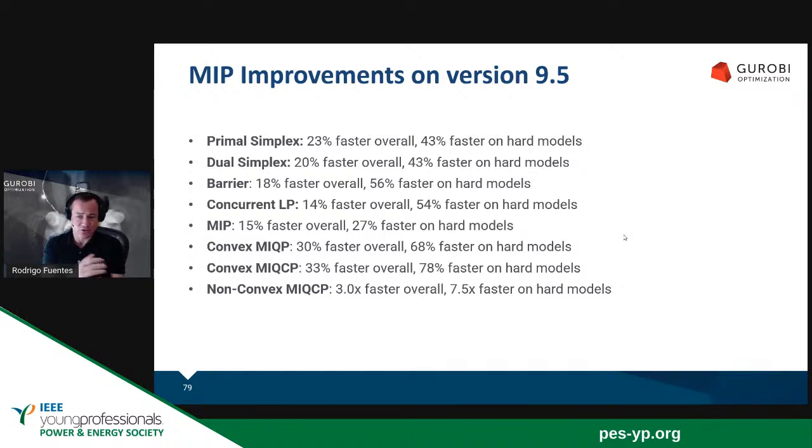So from the last version to this one, we have improved the performance of the solver for primal simplex, dual simplex, for barrier, for concurrent LP, which is when we use both barrier and dual, and both barrier, dual, and primal simplex to solve an LP problem. We have improved the speed of mixed integer programming problems. Also, the solution time for convex and non-convex mixed integer quadratic constraint programming problems. Those are very generic problems where the constraints and/or the objectives can be quadratic and non-convex. So we have improved overall the performance of the solver. It becomes faster in most instances, and in some cases is faster on harder models that take more time to solve.